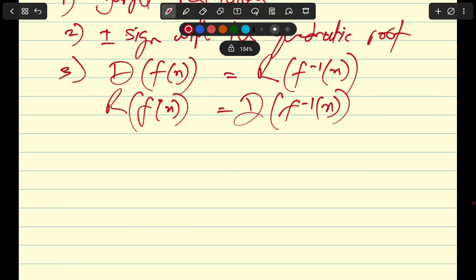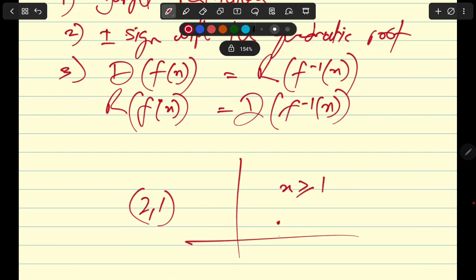And trap number 4 would be that you give an inverse when none exists. So for example, the turning point was at (2, 1), and the domain started from x greater than or equal to 1, which meant that if the turning point was right here at (2, 1), and the function goes like this, and the domain started from 1, which means that this whole thing was the function, then you cannot find the inverse of it, right? So you will just outright state that the inverse for this function is not possible.